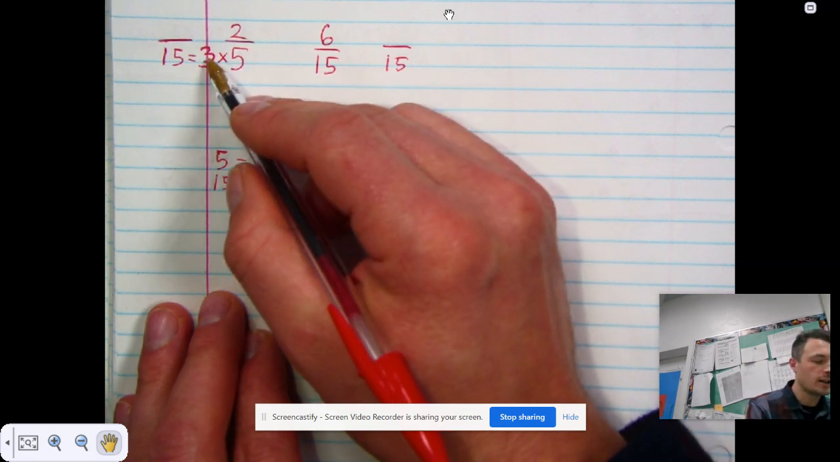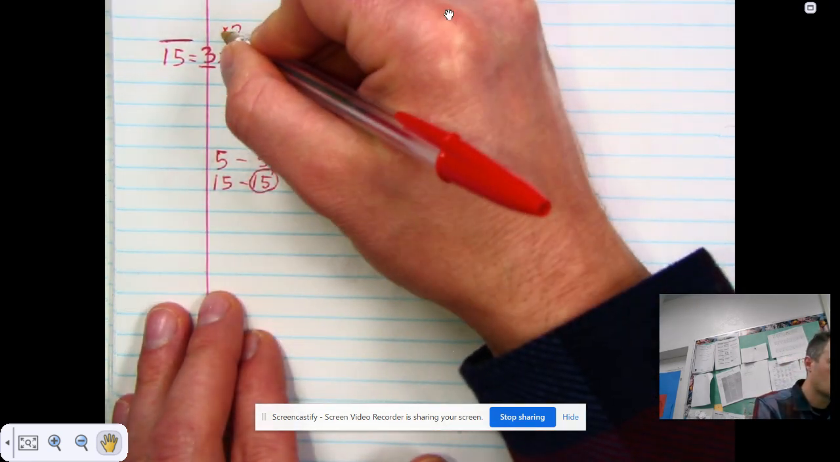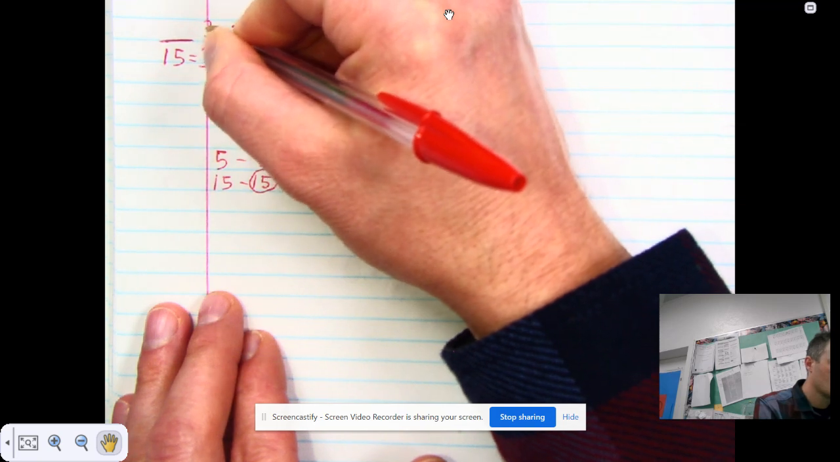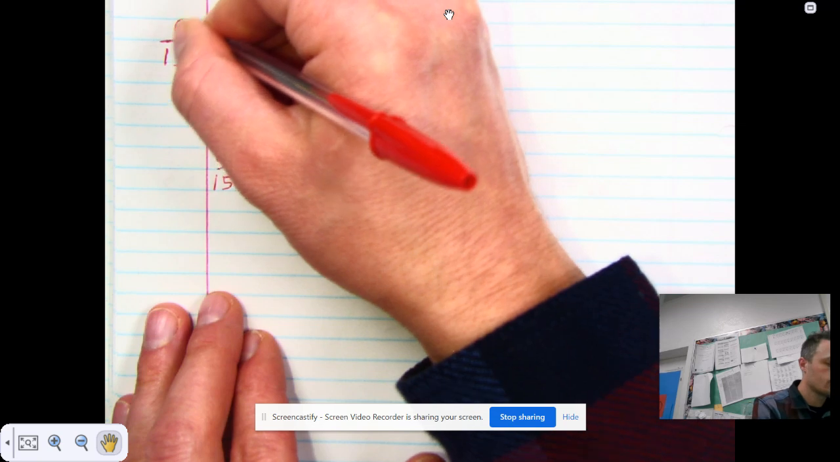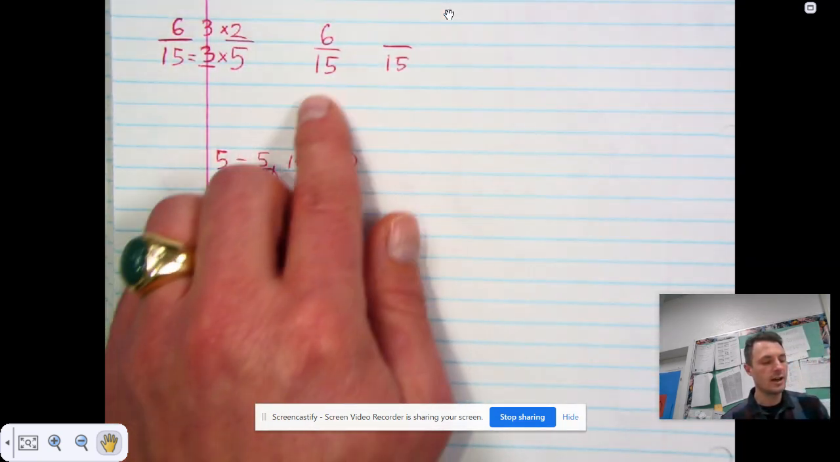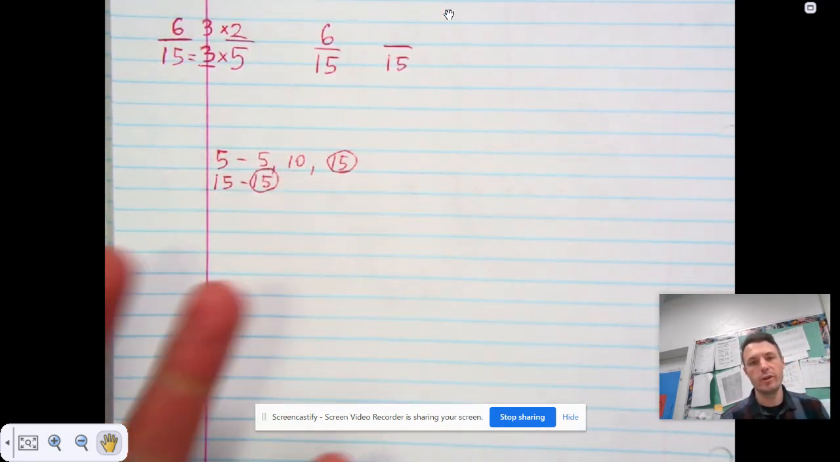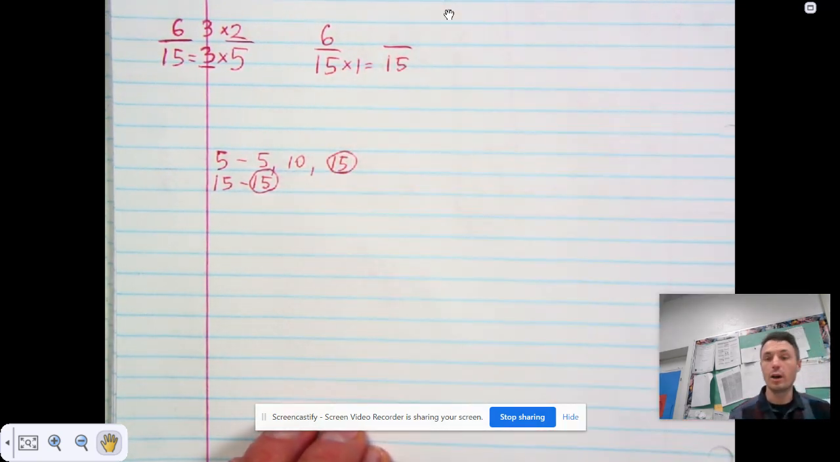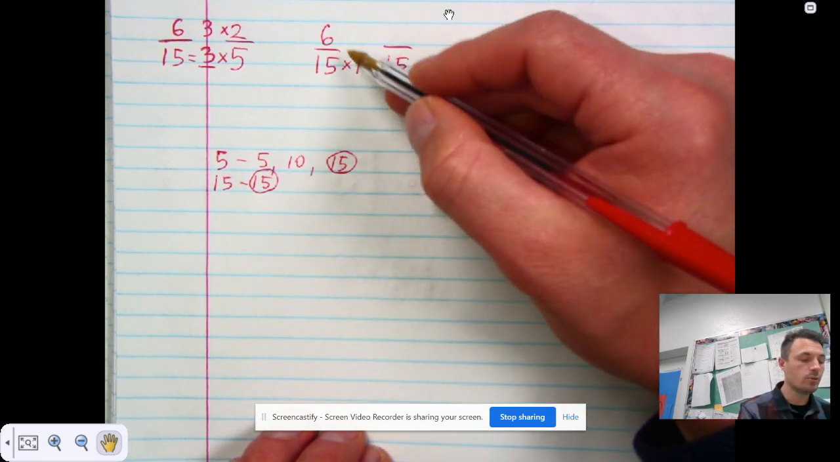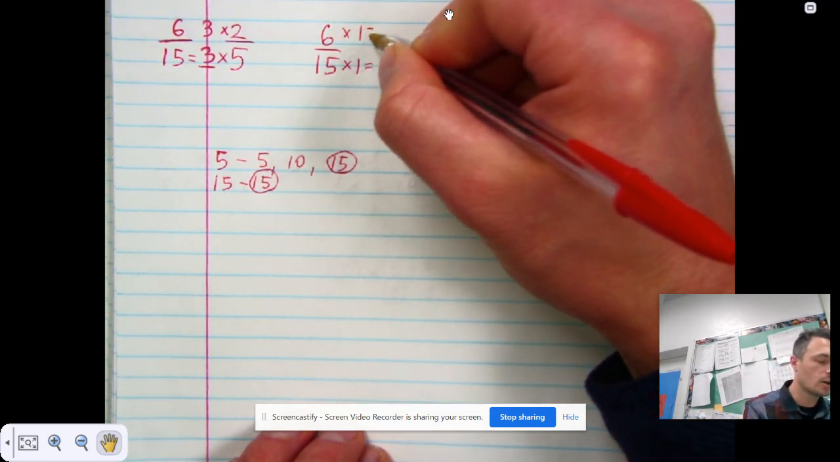So we multiplied 3 by the denominator. Now we have to multiply 3 by the numerator. 2 times 3 is 6. And now we can do the same thing over here, even though it's not going to change anything. What times 15 equals 15? 1. Whatever we do to the bottom, we do to the top. 6 times 1 equals 6.